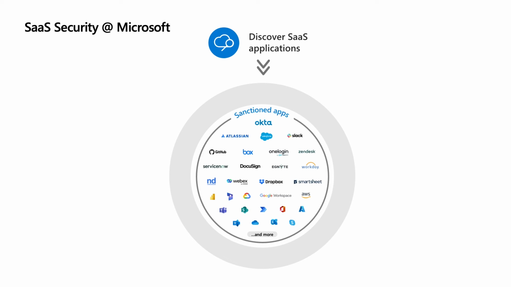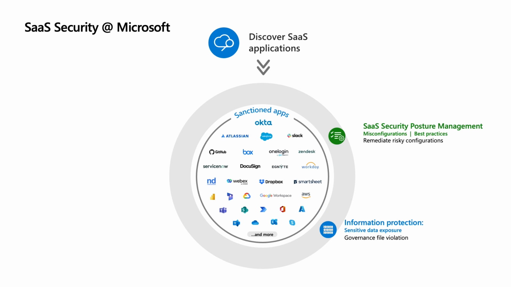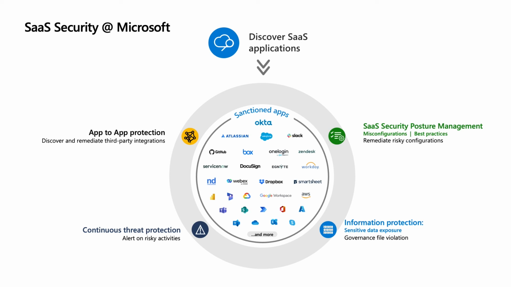So just to reinforce our SaaS security story here at Microsoft using Defender for Cloud Apps, we covered discovery, we covered SSPM and following those best practices. We took a look at information protection and the different governance actions you could apply to a policy. We talked about threat protection and looked at a specific custom detection you could build. And then lastly, we end with app-to-app protection, which is, of course, featuring our add-on, app governance.